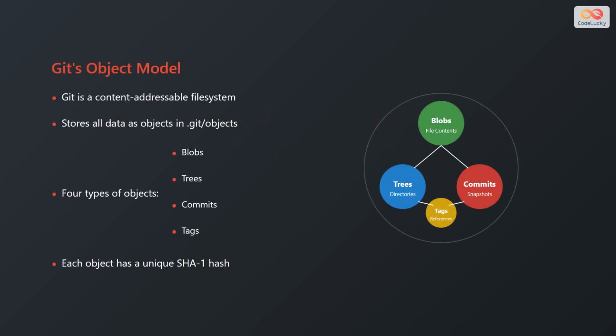Git operates as a content-addressable file system. All the data is stored as objects inside the .git/objects directory. There are four primary types of objects: blobs, trees, commits, and tags. Each object is uniquely identified by its secure hash algorithm 1#, also known as SHA-1#.